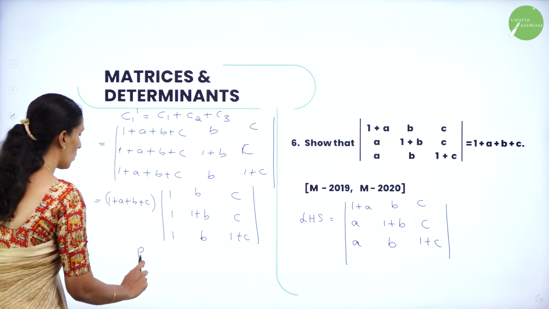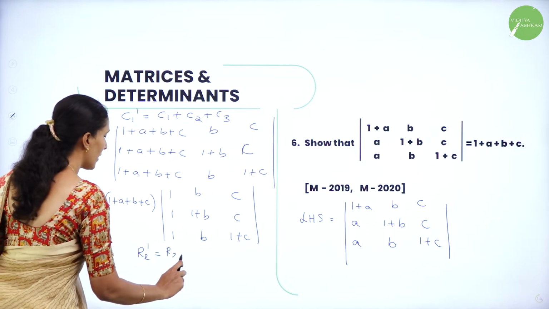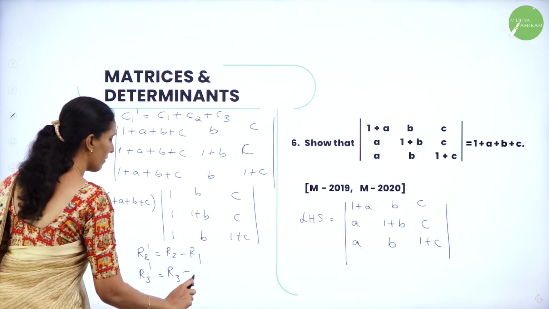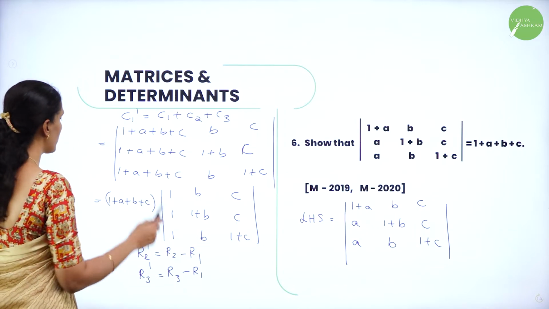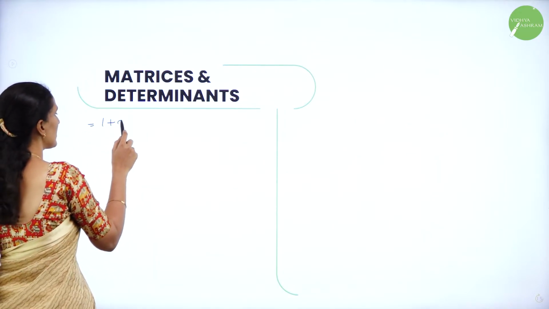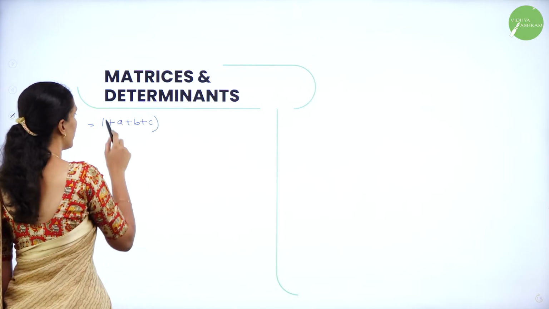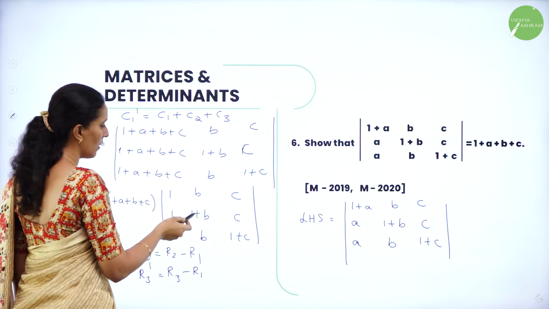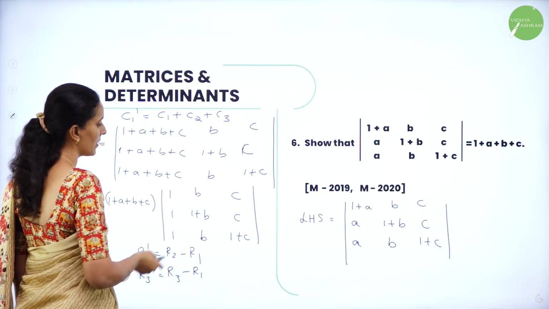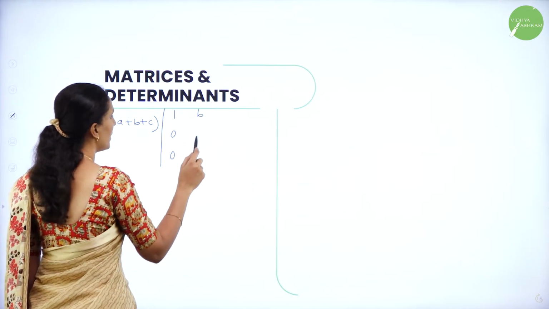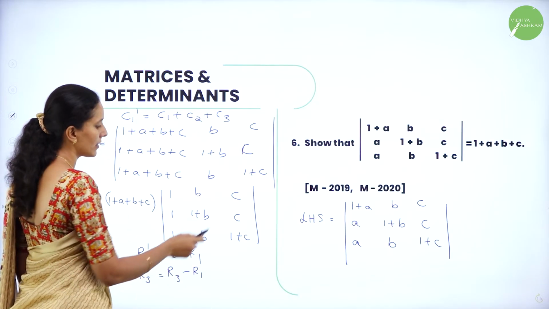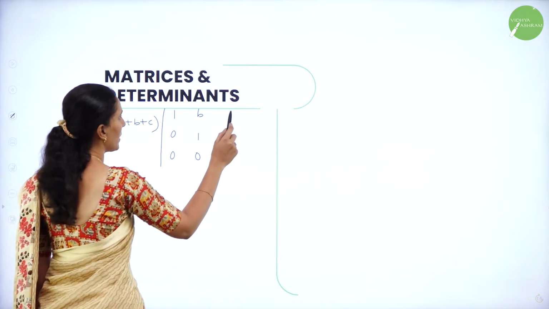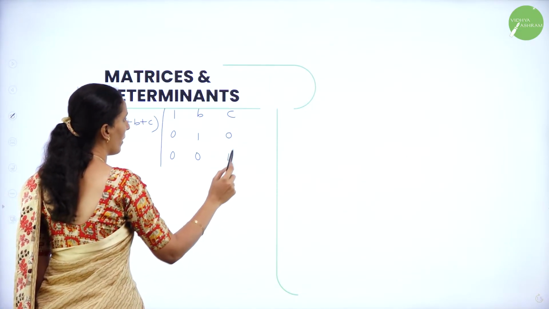Next I will take row 2 as R2 minus R1 and row 3 as R3 minus R1. So we will get 1 plus A plus B plus C times a determinant whose first column becomes 1, 0, 0. Second column is 1 plus B minus B is 1, B minus B is 0. So it becomes B, 1, 0. Next, third column is C minus C, 0, and 1 plus C minus C is 1. So it becomes C, 0, 1.